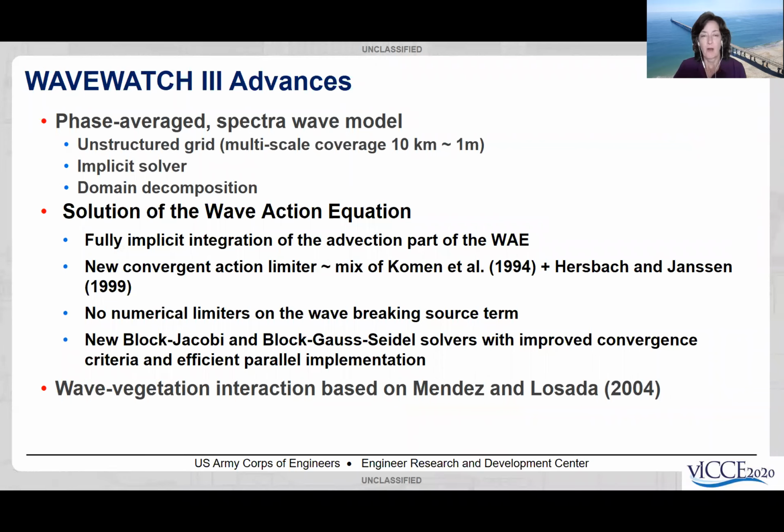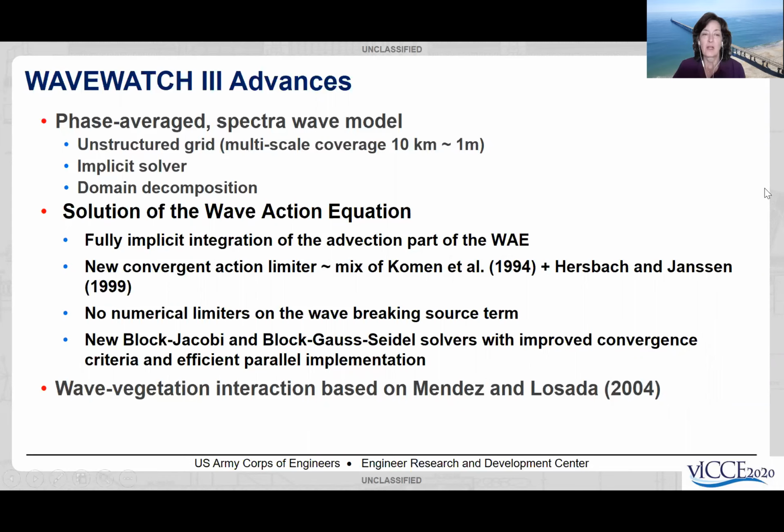We're applying WAVEWATCH 3. There's been a number of advances in WAVEWATCH 3. WAVEWATCH 3 is a phase averaged spectral wave model. We're applying it on an unstructured grid so we can have multi-scale coverage from 10 kilometers down to the order of a few meters. We use an implicit solver to get that high resolution in the nearshore and use domain decomposition to make it efficient. WAVEWATCH 3 solves the wave action equation.